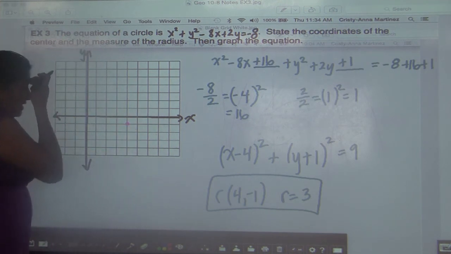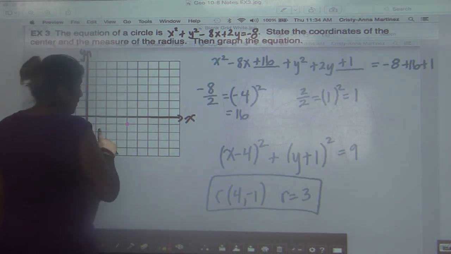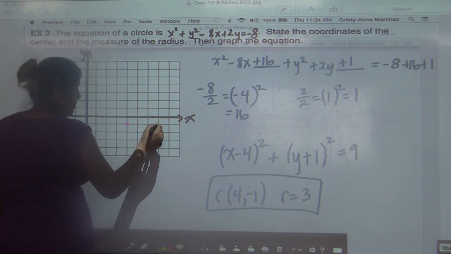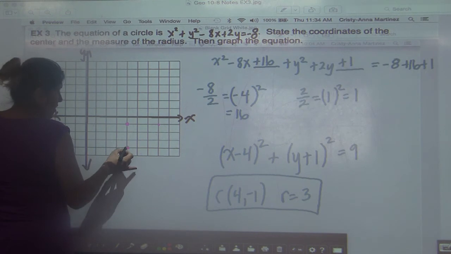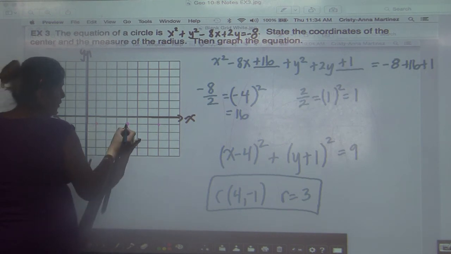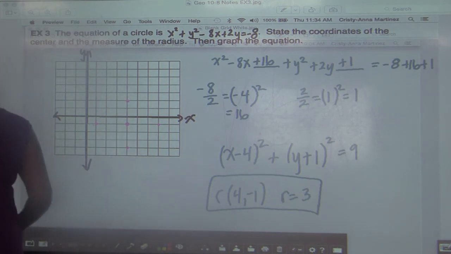And then my radius is 3. So to graph, it's actually very simple because we know that the radius will be 3 in all directions. So the easiest thing to do is to go 3 units this direction will be here. 3 units in the downward direction will be 1, 2, 3 will be here. 3 units in this direction will be 1, 2, 3 here. And 3 units in the upper direction will be 1, 2, 3 here. So that's basically where your circle should be.